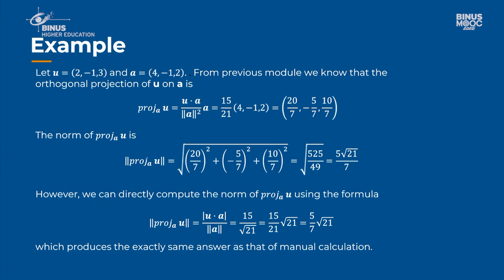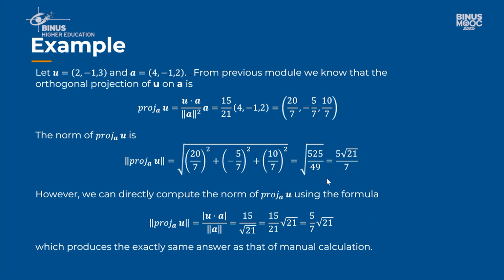For example, if we have vector U equals (2, -1, 3) and A equals (4, -1, 2), from the previous module, module 7, we know that the orthogonal projection of U on A is (27/7, -5/7, 10/7), and the norm of the projection is the square root of (27/7) squared plus (-5/7) squared plus (10/7) squared, which is equal to 5 times the square root of 21 divided by 7.